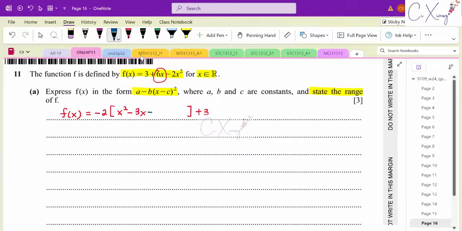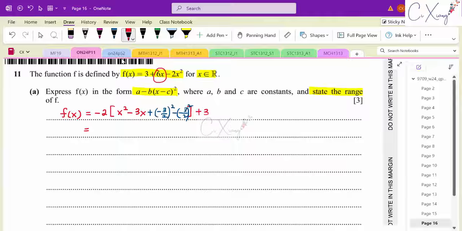So I try to plus something squared minus something squared to complete the square. So what's the something here? You will take the coefficient of x, which is negative 3, divided by 2. So I'm having negative 3 divided by 2. This one also the same, negative 3 divided by 2, then square.